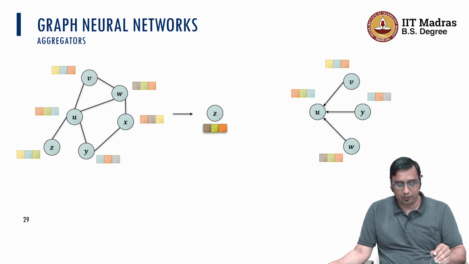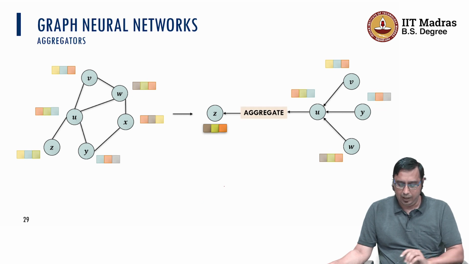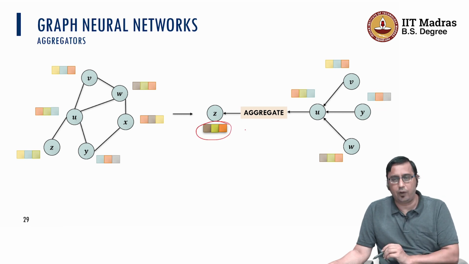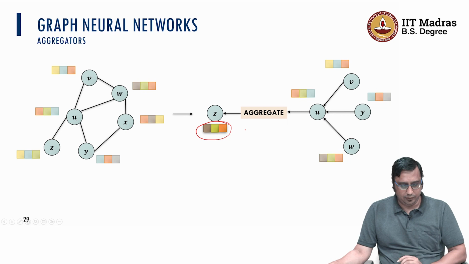sample of nodes connected with U, and then aggregate and update the sample of Z. So this now will become a new or updated feature for Z. That's what an aggregator does.